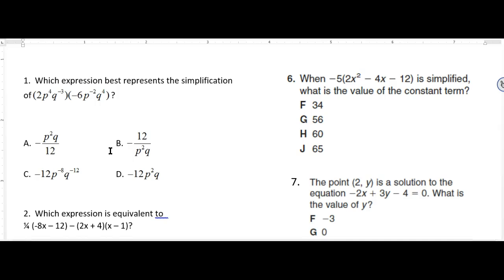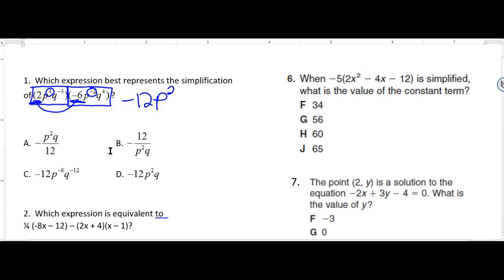We have two terms here that use exponents. This is a multiplying exponents problem. Remember, when you multiply exponents, you multiply the coefficients. 2 times negative 6 is negative 12, and you add the exponents. So for P, we have 4 and negative 2.